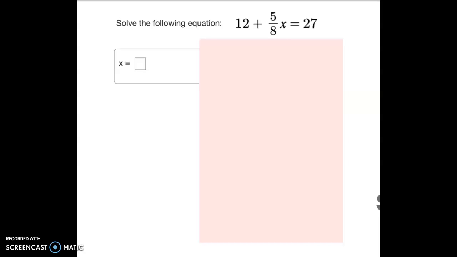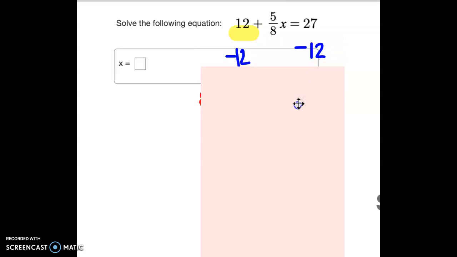So the first thing we want to do is look at this 12 here. It's not attached to the x at all. So the first thing we need to figure out is how we take this positive 12 and use inverse operations to move it to the other side of the equal sign. Since that 12 is positive, we have to think, how do we undo adding? And we undo adding by subtracting. So the inverse of adding 12 would be subtracting 12.